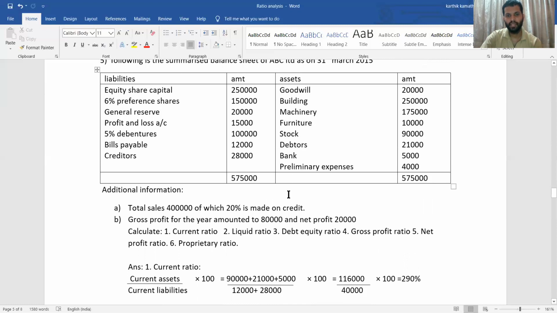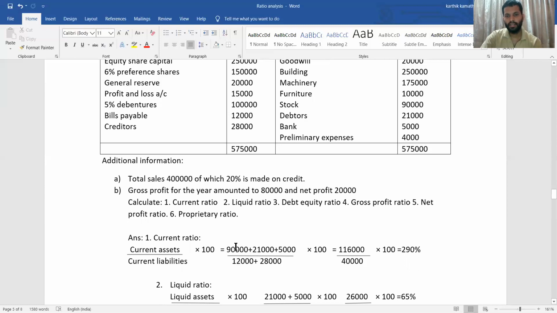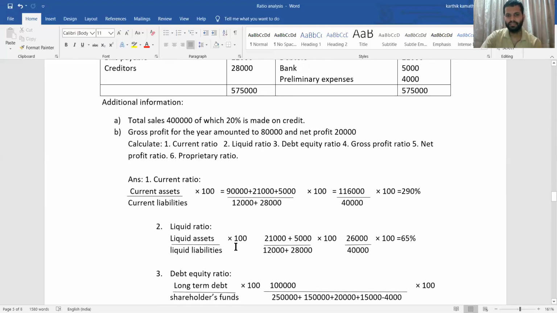Stock, debtors and bank, that is 90,000 plus 21,000 plus 5,000 divided by current liability. Current liability here is bills payable plus creditor. So 12,000 plus 28,000 into 100, that is 1,16,000 divided by 40,000 into 100, 290%. Liquid ratio. Next one, liquid asset divided by liquid liability into 100.